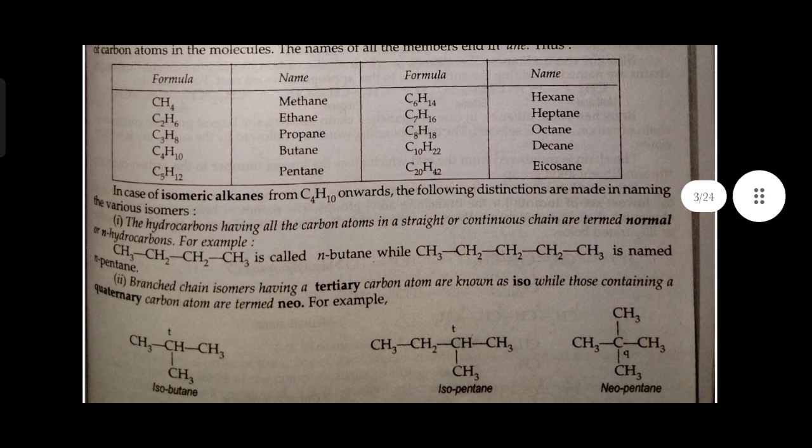First, hydrocarbons having all the carbon atoms in a straight or continuous chain are termed normal hydrocarbons. For example, CH3CH2CH2CH3 is called n-butane, while CH3CH2CH2CH2CH3 is named n-pentane. Second, branched chain isomers having a tertiary carbon atom are known as iso, while those containing a quaternary carbon atom are termed as neo.